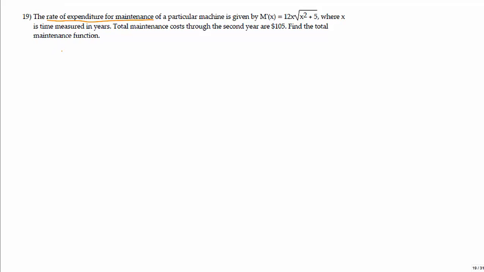So my maintenance function is going to be the antiderivative of the rate of expenditure of maintenance. So I have m of x is equal to the antiderivative of 12x times the square root of x squared plus 5. All right, I know I'm going to have to use substitution for this one, so I'm going to go off to the side and use my substitution.